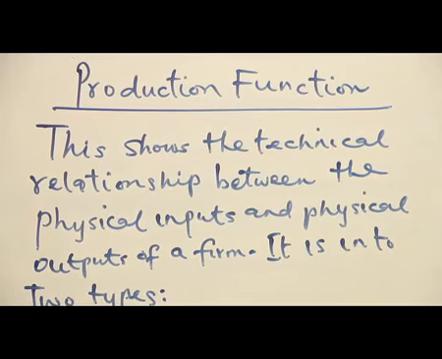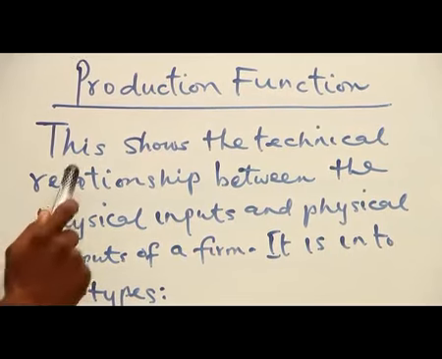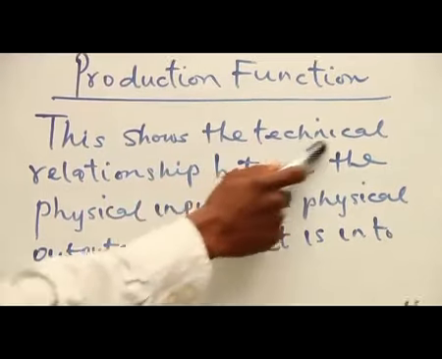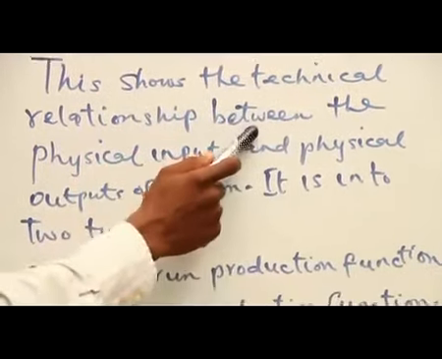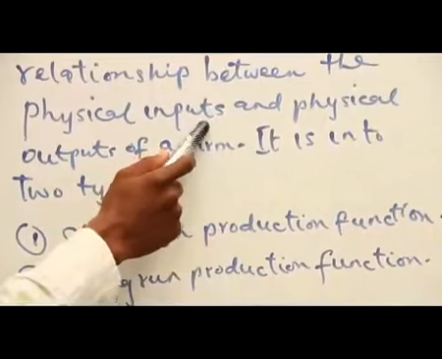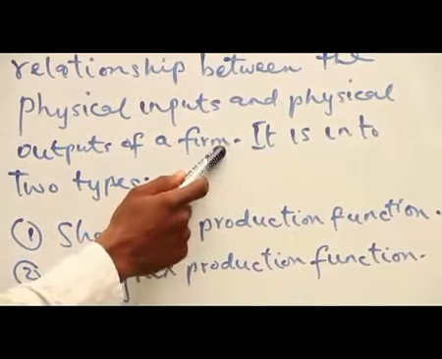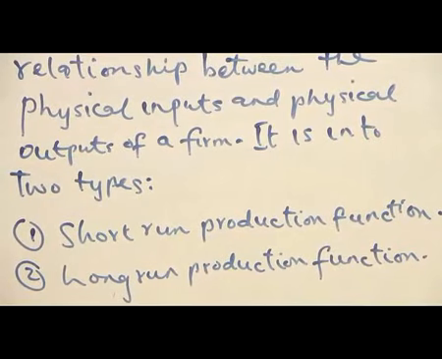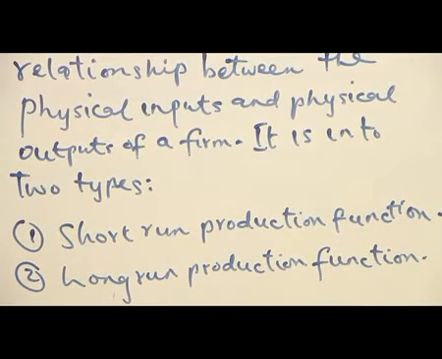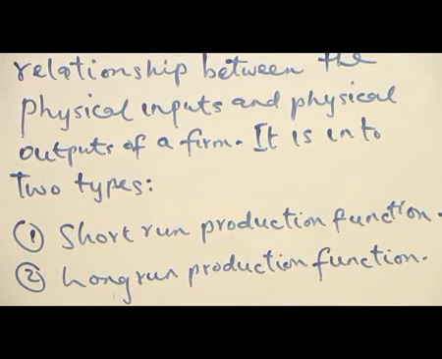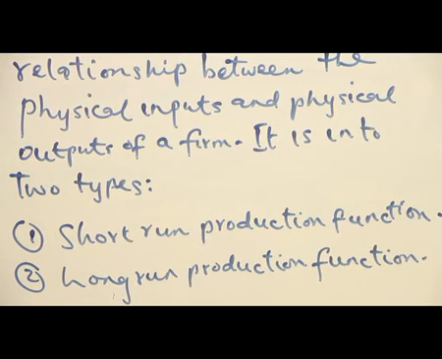What do you mean by production function? Production function shows the technical relationship between the physical inputs and physical outputs of a firm. So what we're trying to understand here is that we are looking at the relationship between the inputs that we want to use towards the commodity and the commodity that we produce in a firm. So that's what production function is talking about.